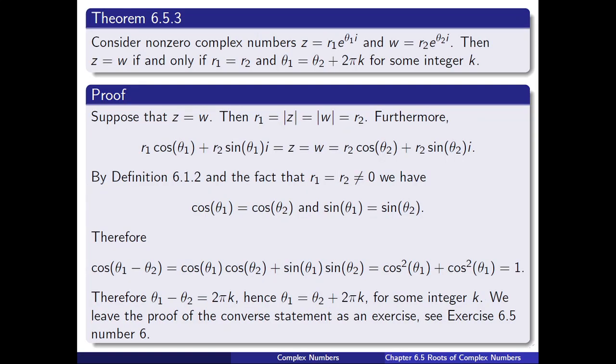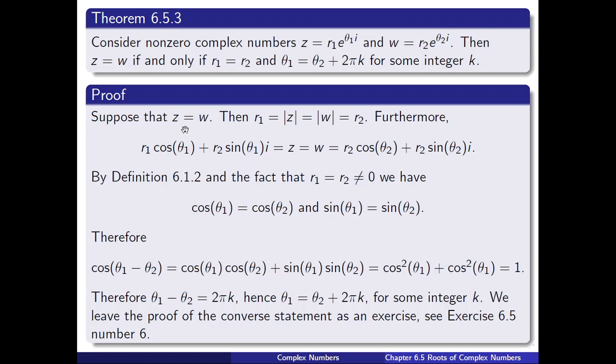Let's look at a theorem, and this is theorem 6.5.3. And what does it say? It says, consider the non-zero complex numbers z, which is r1 e to the theta 1 i, and w, which is r2 e to the theta 2 i. Then z is going to be equal to w if and only if r1 is equal to r2 and theta 1 is equal to theta 2 plus 2 pi k for some integer k. So this is equality of complex numbers in polar form.